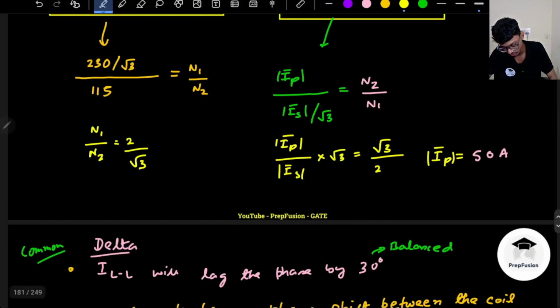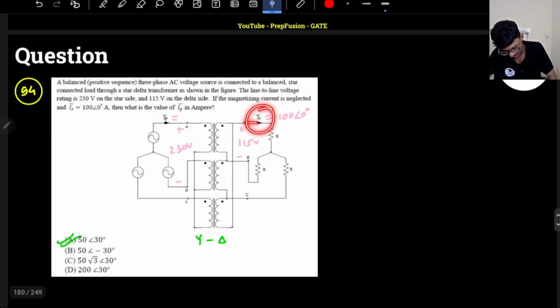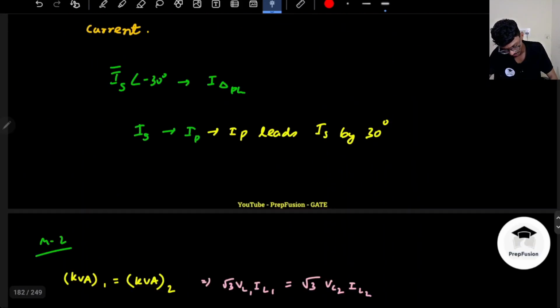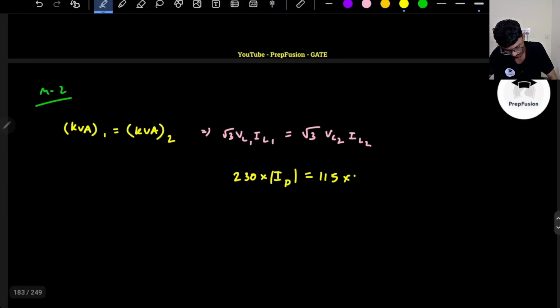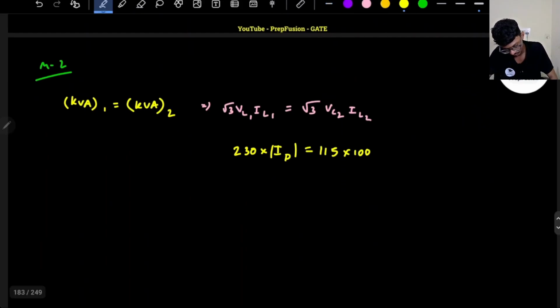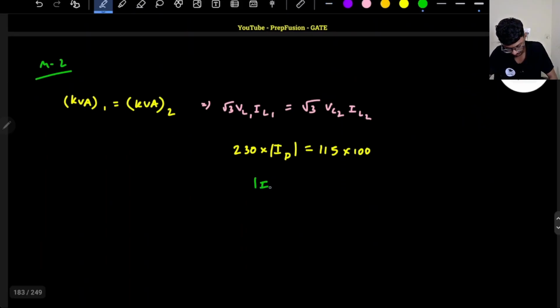Then IL2, the line current, is already given to me as 100 amperes. So the magnitude of IP will be 1 by 2 of that, which is 50 amperes. I can easily find out the magnitude of IP, but finding out the phase angle from this voltage ratio will be a bit difficult. Magnitude you can find, but the phase angle will be difficult.